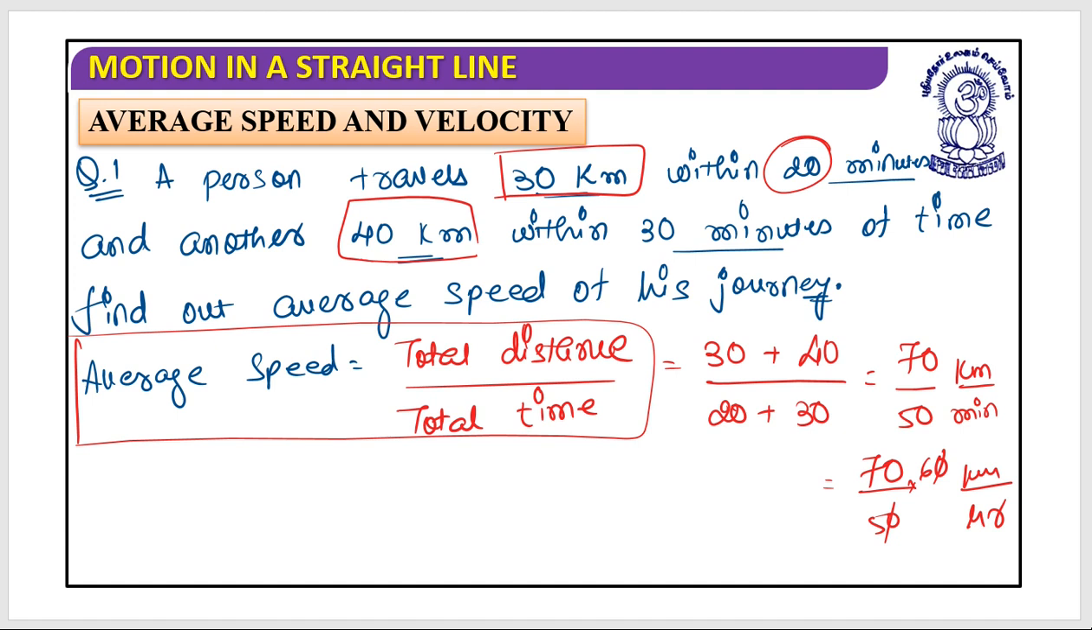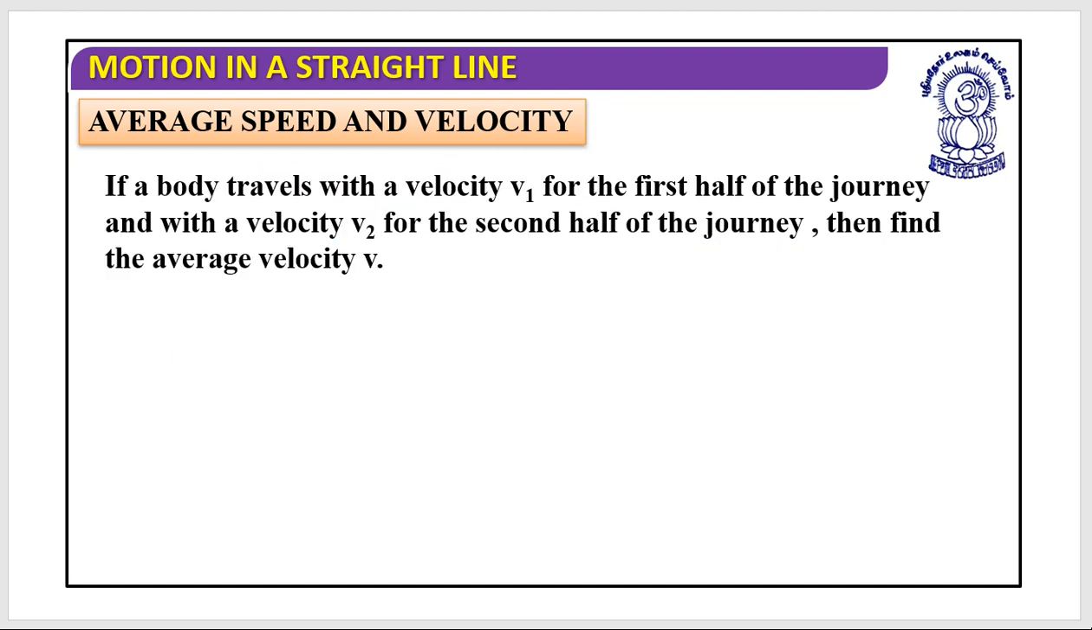If it would be an average velocity, you need to write it as total displacement divided by total time taken. These are basic formulas of average speed and average velocity. You always need to remember these things, and they can help you to solve any numerical. Let's look at the next numerical.